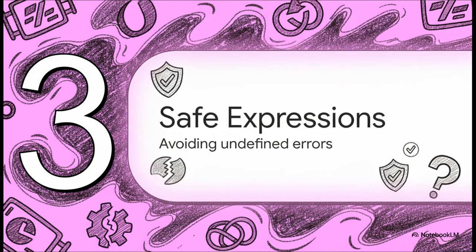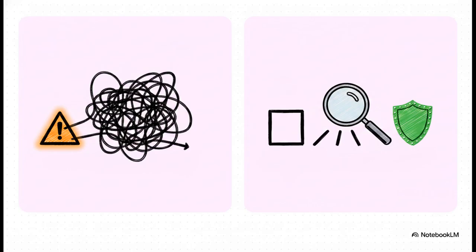Section 3. Safe expressions and initialization, where we avoid that dreaded, undefined behavior. Here is a notorious C language trap, using an assignment operator inside an expression that yields a Boolean value. Think about a standard if statement, where x equals y. Did the programmer actually mean to assign y to x, or did they just accidentally miss that second equal sign when trying to compare them? The compiler doesn't know, and MISRA won't accept the ambiguity.